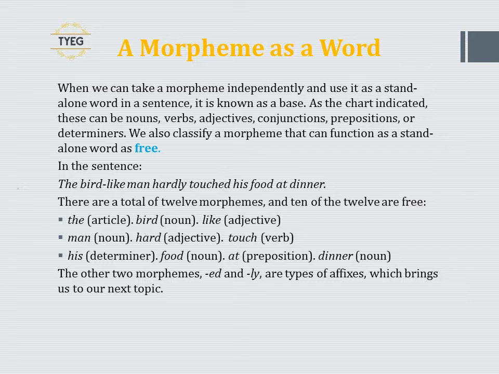We also classify a morpheme that can function as a standalone word as free. In the sentence, "The bird-like man hardly touched his food at dinner," there are a total of 12 morphemes, and 10 of the 12 are free. The article, bird, noun, light, adjective, man, noun, hard, adjective, touch, verb, his, determiner, food, noun, at, preposition, dinner, noun. The other 2 morphemes, at and light, are types of affixes, which brings us to our next topic.